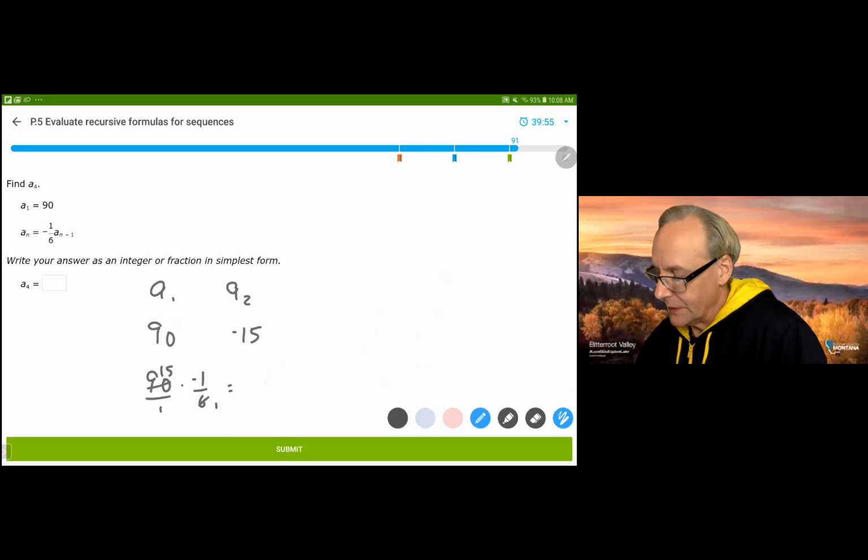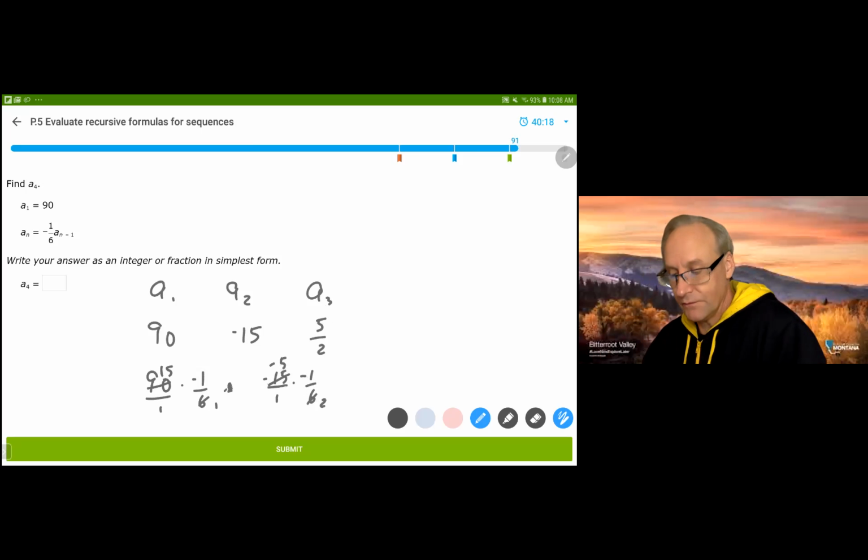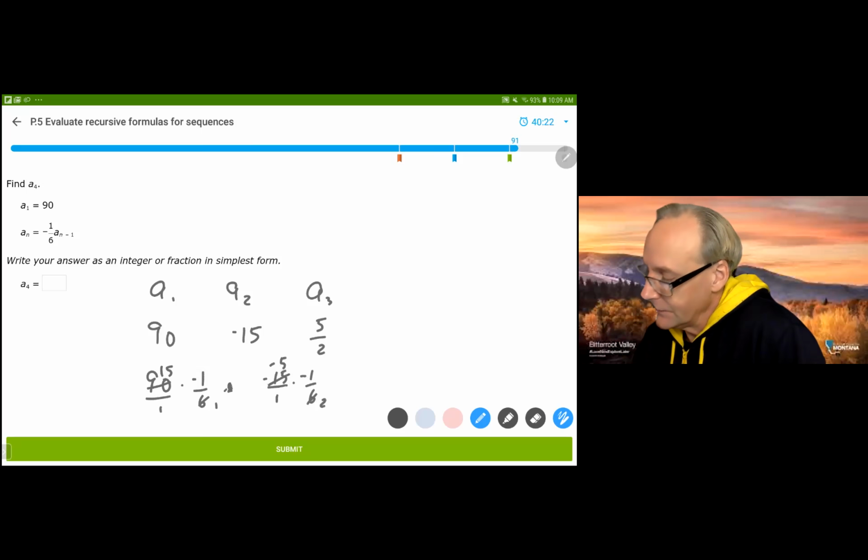And then we're going to multiply the negative 15, notice no equal sign, over 1 times negative 1 over 6. That's going to be a positive. 3 goes into 6 2 times, and 3 goes into negative 15, negative 5. Be careful, don't lose your negative. That's going to be 5 over 2 for A3. And again, it's going down quite fast, but it's alternating between negatives and positives.